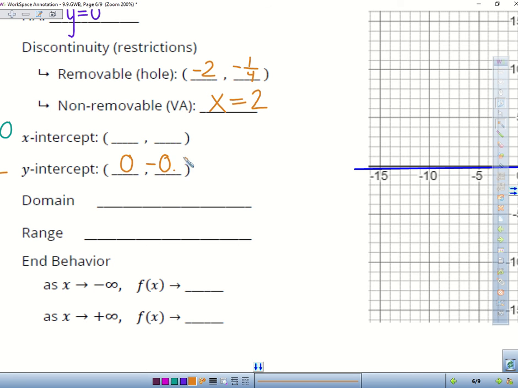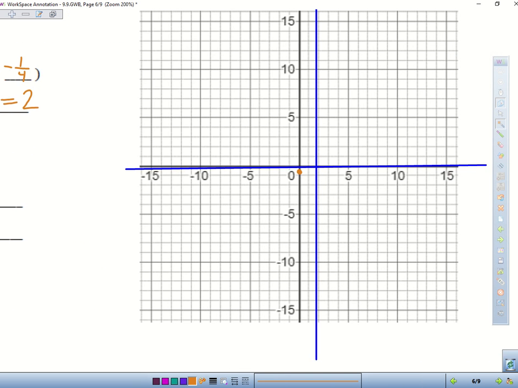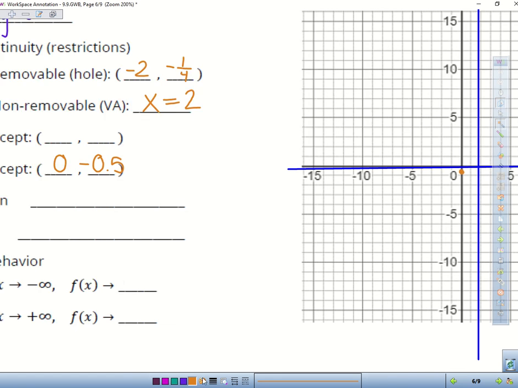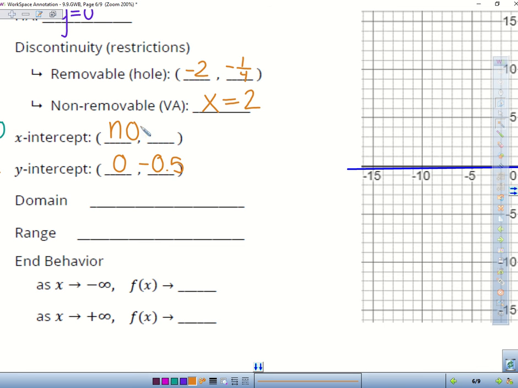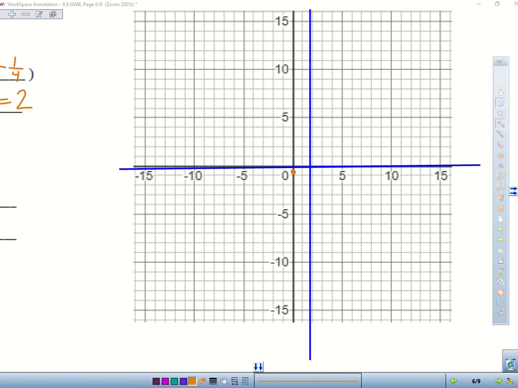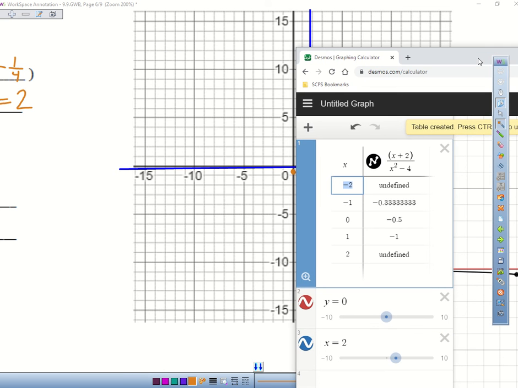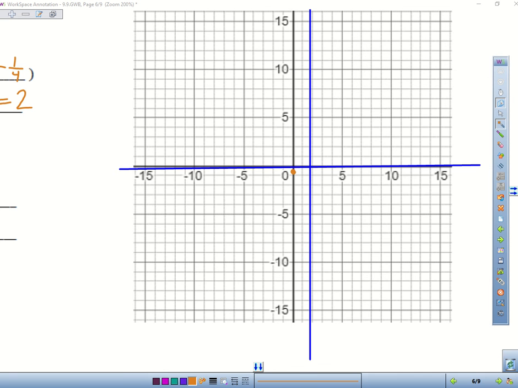0, negative 0.5. Now, is it possible for me to have an x-intercept here? No. Why not? Asymptote is 0. Very good. So we know we don't have one of these. Okay. Now I'm just going to use the table function on Desmos to allow me to come up with some values. So it's going to look something like this, okay? And I'm just going to put some values in. So I have a point at 1, negative 1. And now I kind of see where this is going. I have a point at this spot here, but here's the problem.